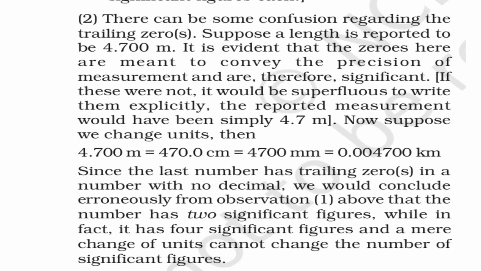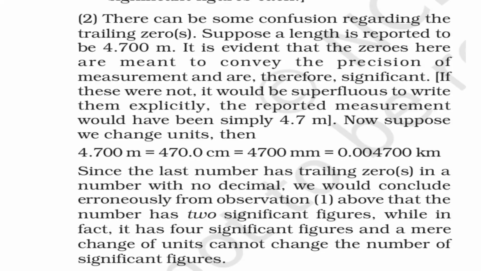There can be some confusion regarding the trailing zeros. Suppose a length is reported to be 4.700 meter. It is evident that the zeros here are meant to convey the precision of the measurement and are therefore significant. If these were not, it would be superfluous to write them explicitly. The reported measurement would have been simply 4.7 meter.